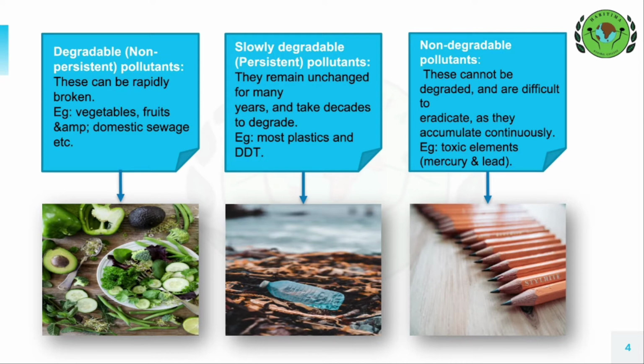Slowly degradable, persistent pollutants. They remain unchanged for many years and take decades to degrade, for example most plastics and DDT. Non-degradable pollutants. These pollutants cannot be degraded and are difficult to eradicate as they accumulate continuously, for example toxic elements, mercury and lead.